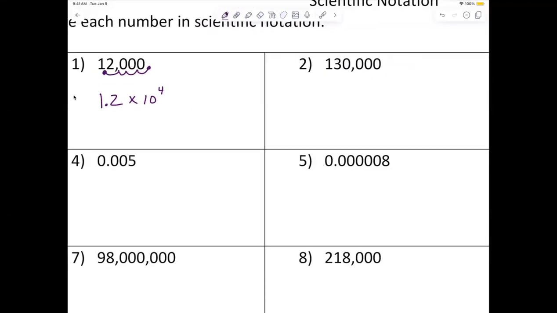All right, so let's take a look at number 2. Now I have 130,000. If I have 130,000, the decimal is right here. I move it. How many places? 5 spots. That's exactly right. So it's just 1.3 times 10 to the what power? That's all there is, guys. 1.3 times 10 to the 5th. Again, is it the number of zeros? No, it's not the number of zeros.